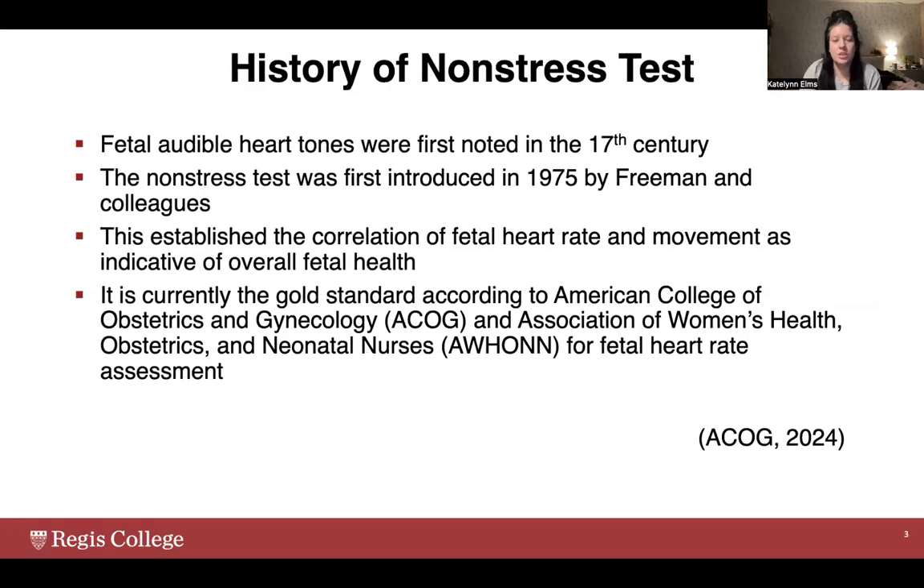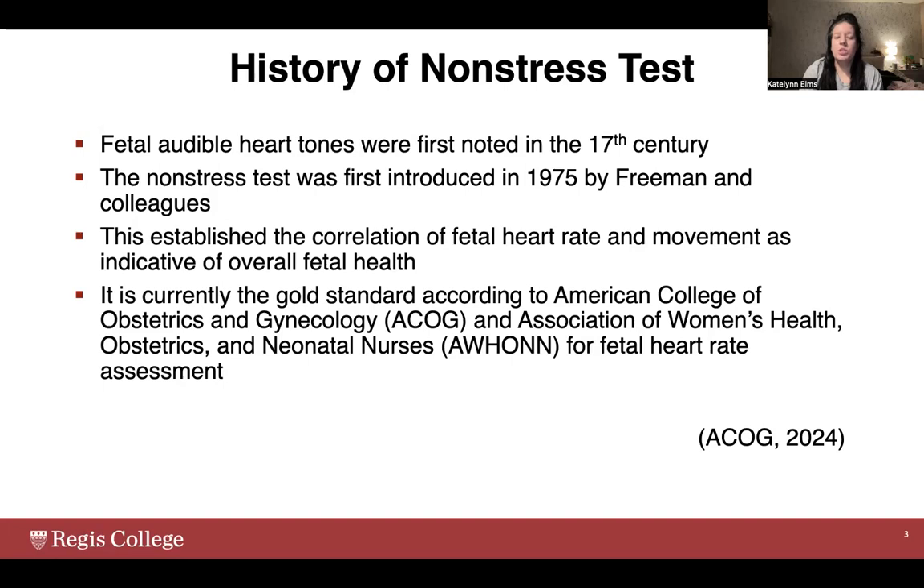The history of the non-stress test. The first fetal audible heart tones were noted in the 17th century. So this is when they first realized that in utero, the heart rate of the fetus could be noted. The first non-stress test was introduced in 1975 by Freeman and his colleagues, and this has kind of been the gold standard of overall fetal health. It's like the first line testing.